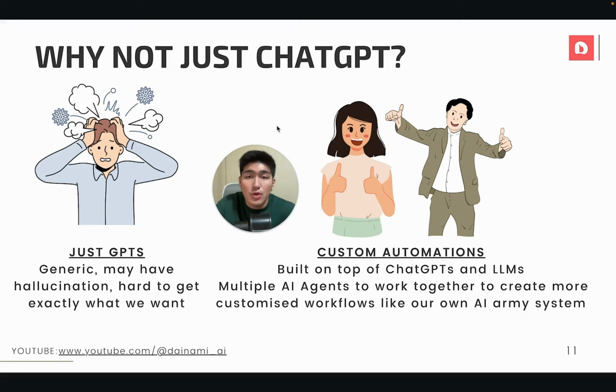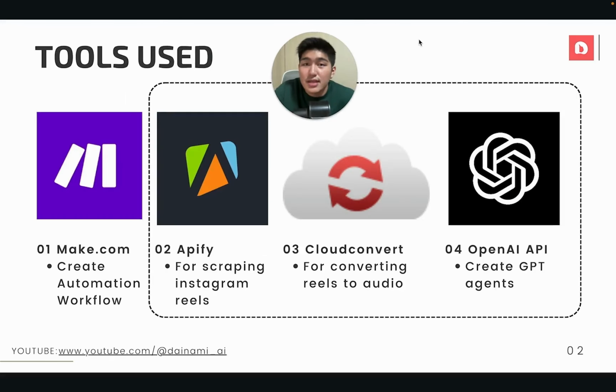And so what we are doing today is creating custom automations to build on top of ChatGPT, to create multiple AI agents using ChatGPT as the brain to work together to create a more customized workflow, like our own AI army system. And of course, how are we going to build this, right? Is it going to be super difficult? Is it going to be super challenging?